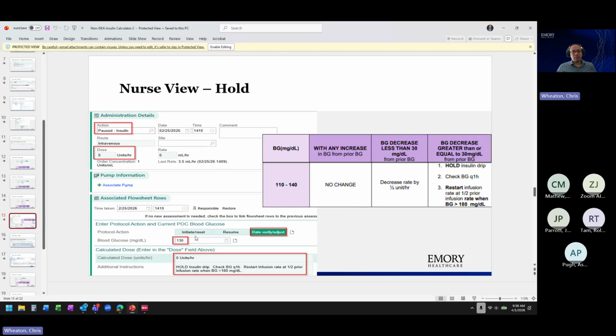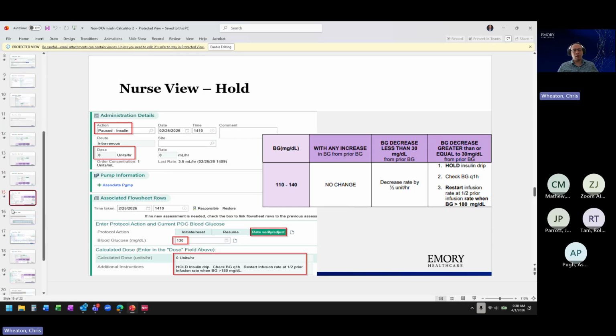So the thing to stress here is that we have a new MAR action called paused insulin, which will be used in this scenario. This MAR action will keep the EPIC order associated to the pump, and it will not disassociate it, so that way the values from the pump can keep flowing into EPIC automatically.